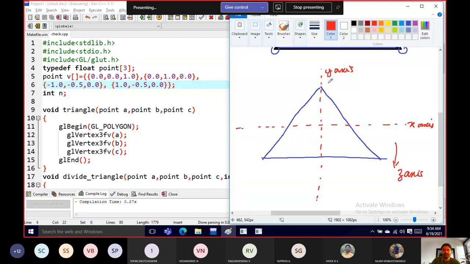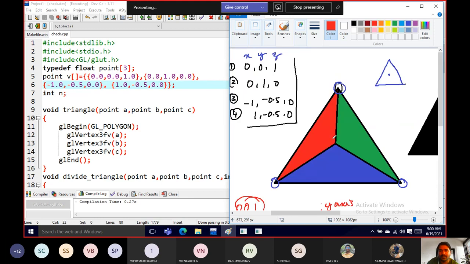So what was the value initially? It was 0, 0, 1. So x is 0, y is 0, and what about z? Z is positive 1. I'm starting from here and it is towards the front of the triangle. That means this is the apex point. So this value will be 0, 0, 1. That means it will be the apex, the center point.